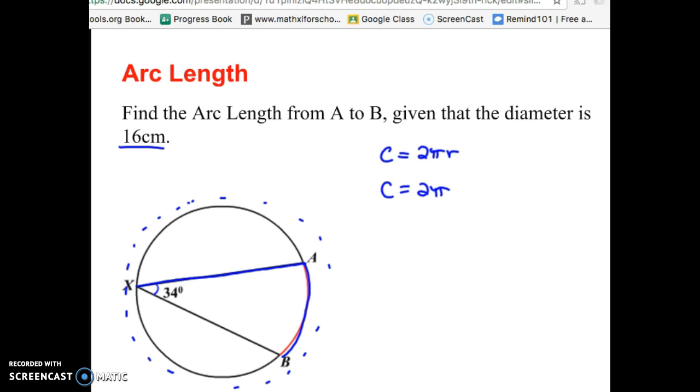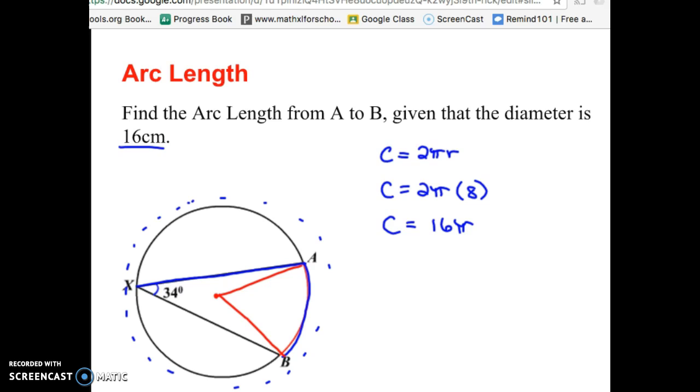So the diameter is the distance from here all the way over. Okay, if that distance is 16, then half of that is the radius. So your radius should actually be 8. Okay, so the circumference, the distance all the way around this circle right here, ends up being 16 pi. So again, I need to figure out what angle my central angle is, which would be right here.